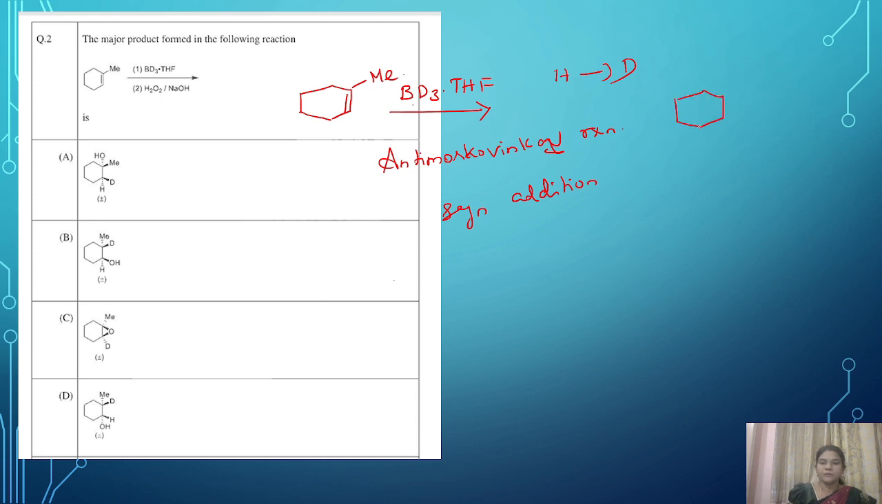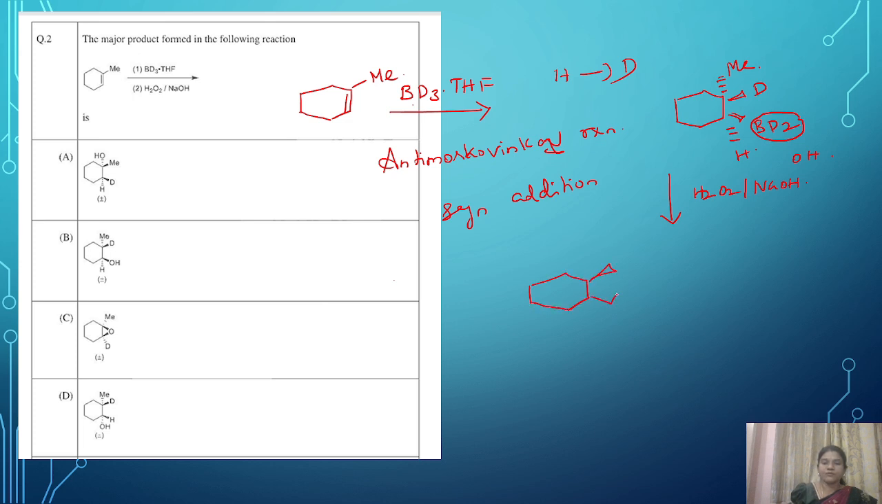The product is here D. Okay, therefore it is called anti-Markovnikov. The D is attached to the more substituted carbon, and here BD2. Then this is reacted with hydrogen peroxide and sodium hydroxide. What will happen is an oxidation reaction takes place, which replaces BD2 with OH group. Therefore, the product is a racemic mixture.